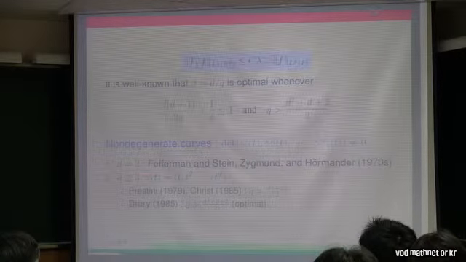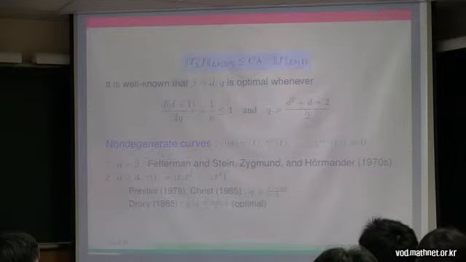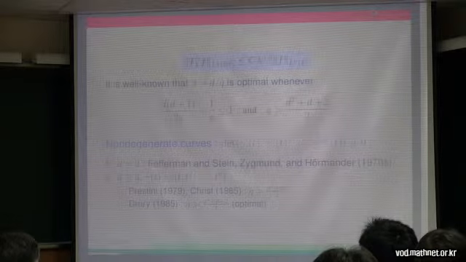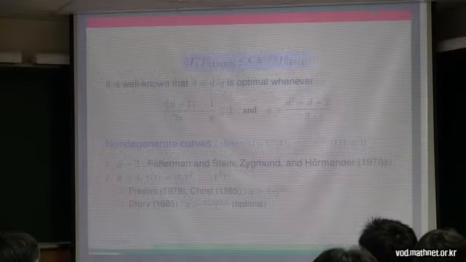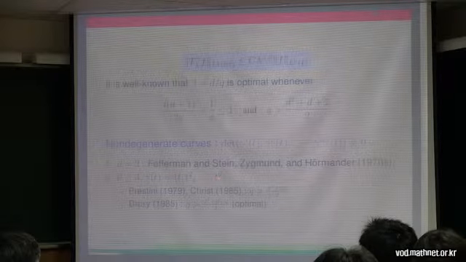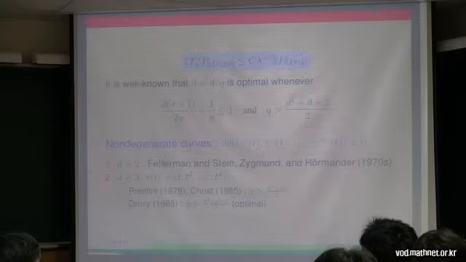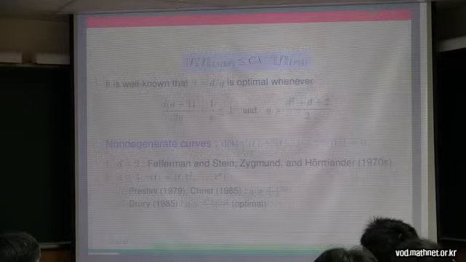there are a lot of results from the 1970s. They proved the two-dimensional case, and for higher dimensions, if gamma is the moment curve, then Prestini, Christ, or Drury obtained some results.